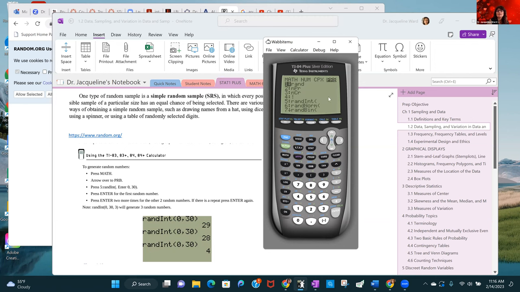So choose the PRB and then choose the random integer. So you could do between 0, how about between 0 and 100? And I want to pick like 5 numbers. 1, 2, 3, 4, 5. Okay. And there's the closing parentheses there. So this is all good. Do it again. There are 5 random integers between 0 and 100.